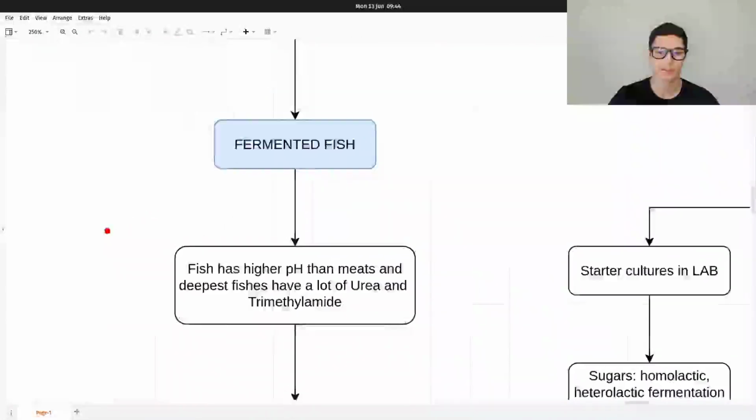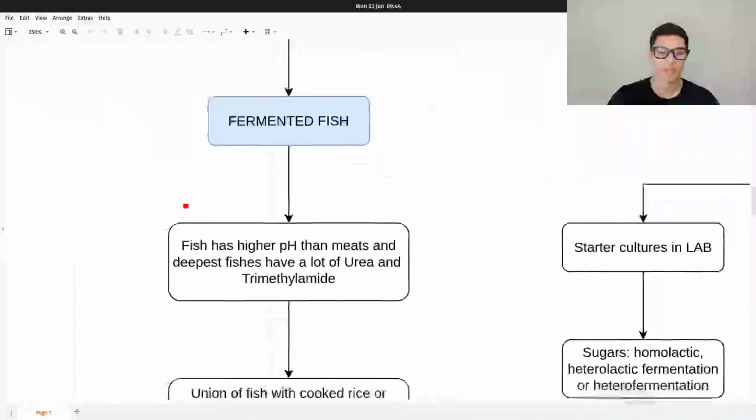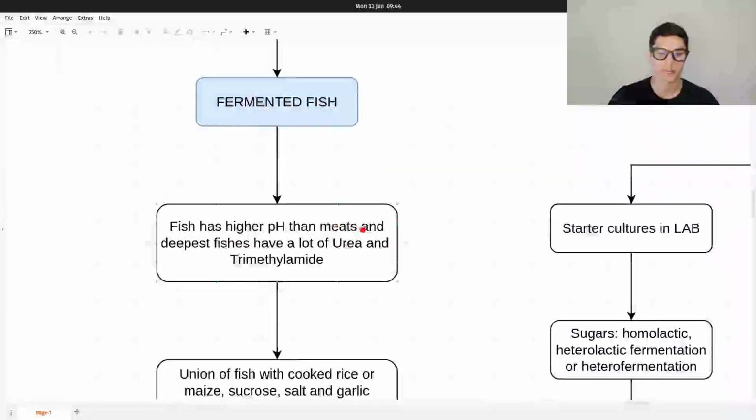Then we have the fermented fish. Fish has higher pH than meats, and the deepest fishes of the sea have a lot of urea and trimethylamide. They are sources of nitrogen.